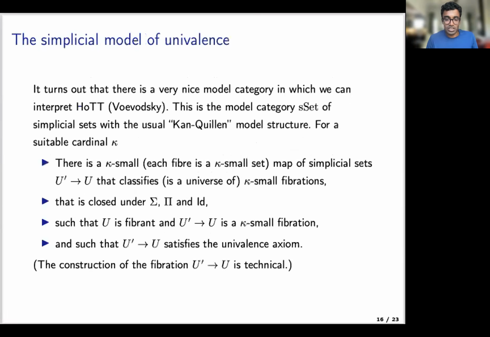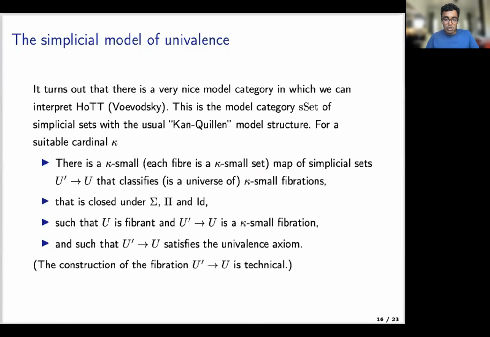All right, so now we accelerate a little bit. And it turns out that roughly at the same time as Awodey and Warren's work, Voevodsky constructed a particular example of a model category that models all of bare homotopy type theory, by which I mean sigmas, pi's, identity types, and a univalent universe. So with the univalence axiom.